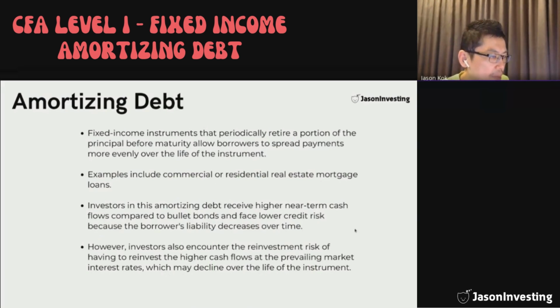Even though for amortizing debt, you get back the cash earlier, which includes the principal, you would have reinvestment risk in the sense that you're getting the money back early. For example, for a mortgage loan, if the bank were to get the money back earlier, they will have to worry about reinvesting the cash. Reinvestment risk in the sense that if the interest rate would have come down by then, they can only reinvest at a lower interest rate, which is a risk to the bank. At the end of the day, it's a balance between credit risk and reinvestment risk.